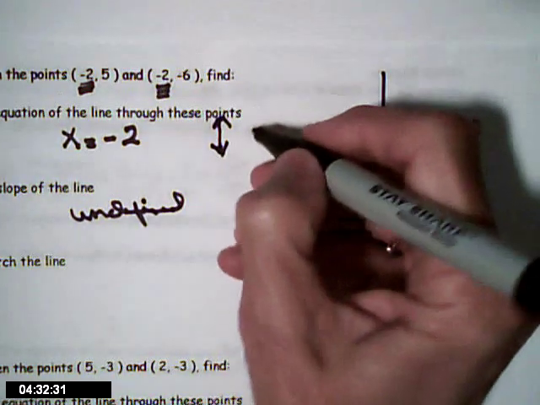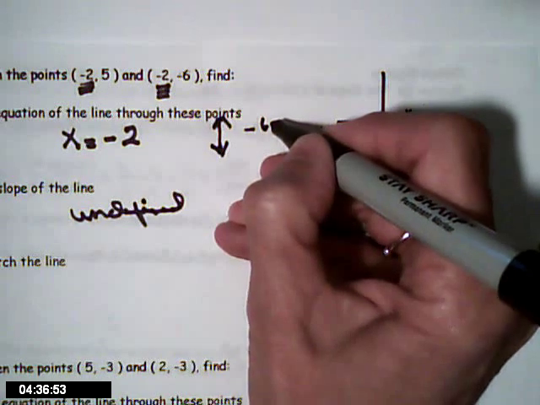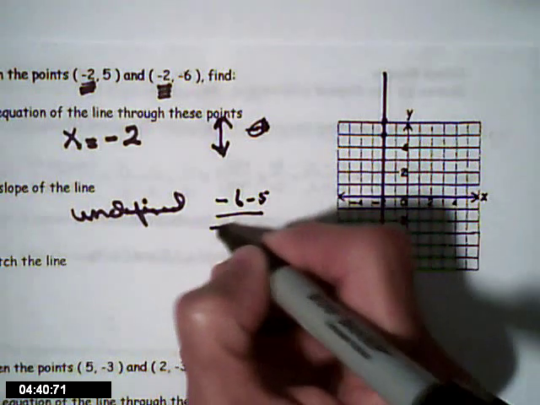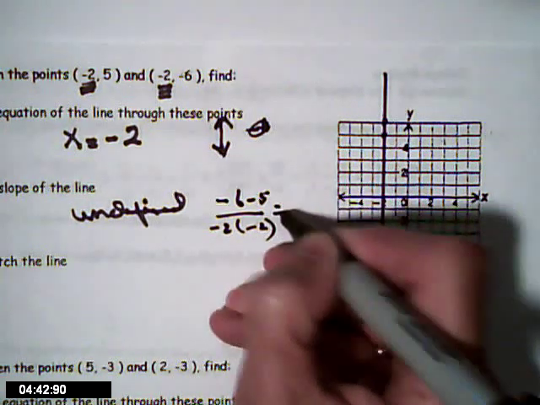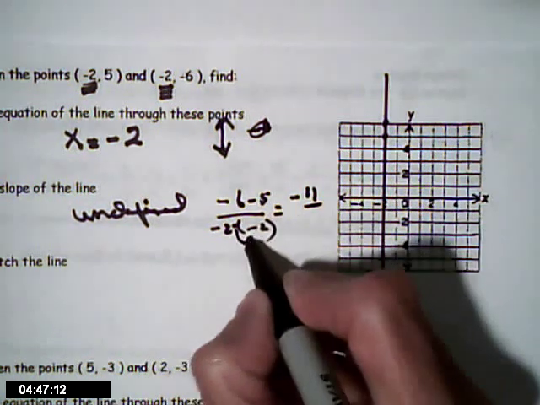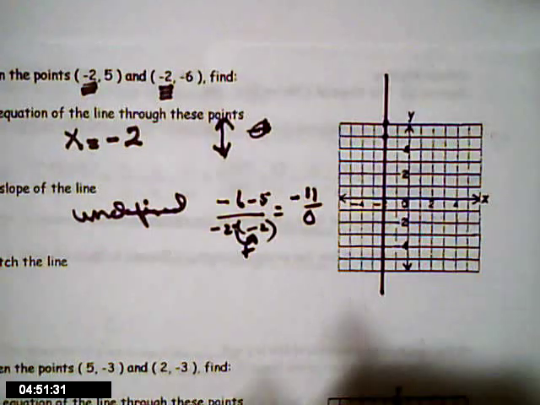If you could not remember that, then you'd put the formula in and have 6 minus 5 over negative 2 minus negative 2. So that would be 1 over, now this sign changes to a positive, so negative 2 plus 2 would be 0, and you can't divide by 0.